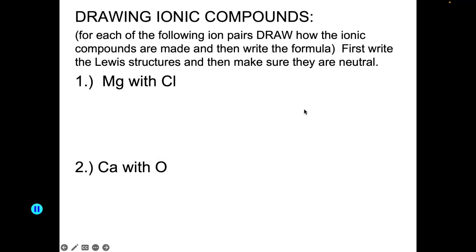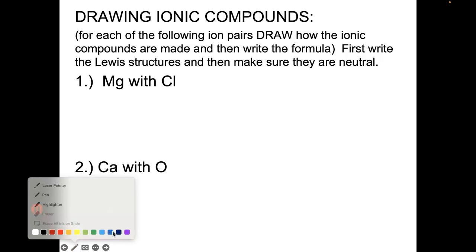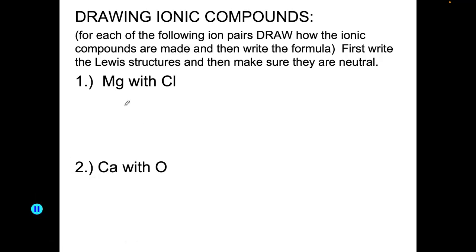All right, so how do we draw these ionic compounds? We're going to first draw their Lewis structures and then figure this out. I'm just going to grab a pen down here. We're going to write magnesium, Mg. If we look at our periodic table, magnesium has 2 valence electrons. And then we have chlorine. Chlorine has 7.